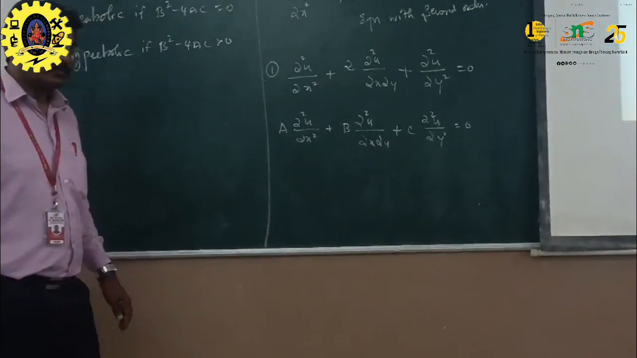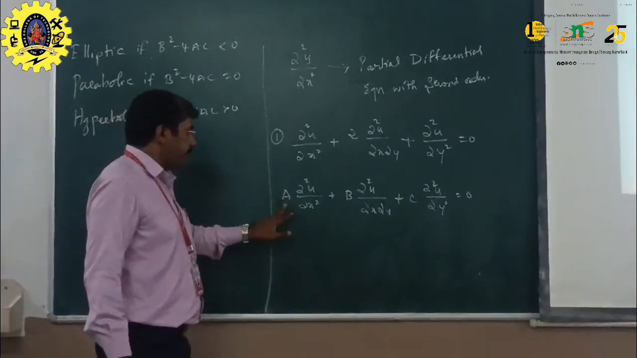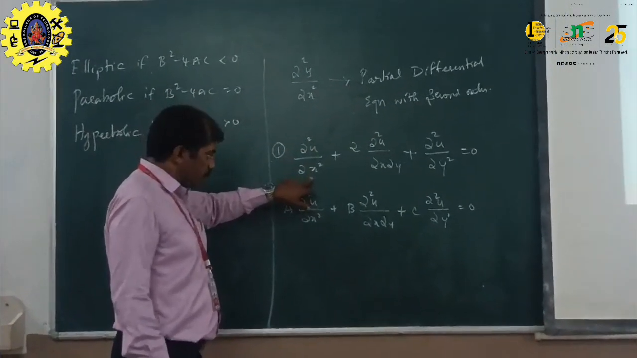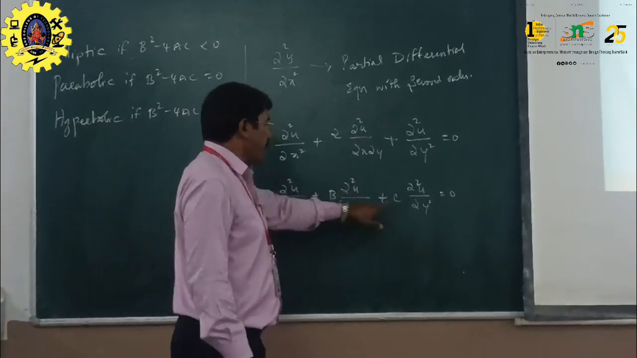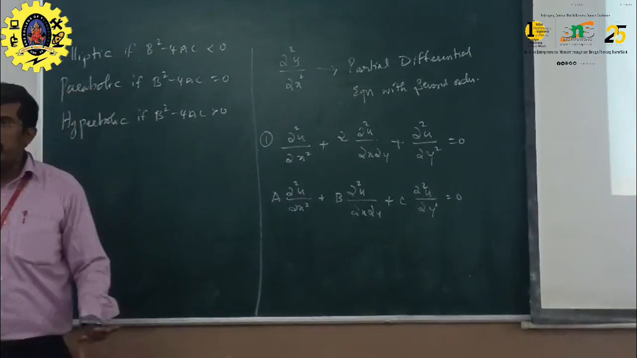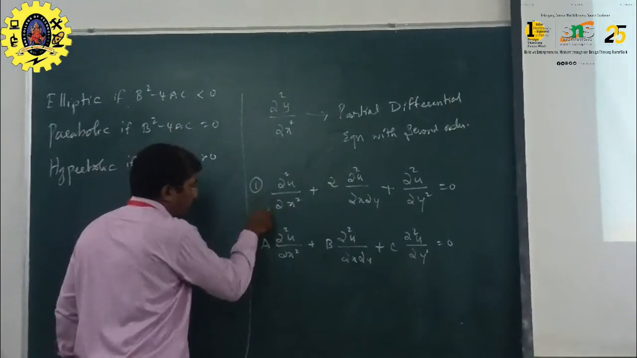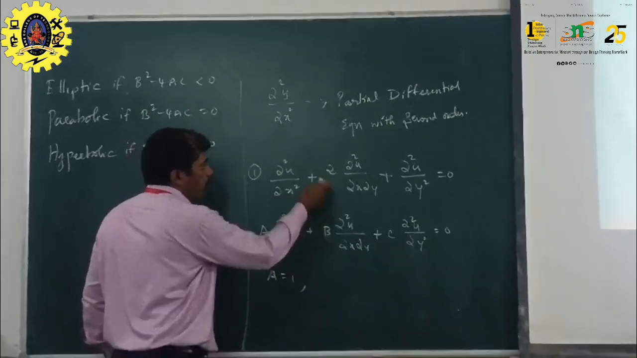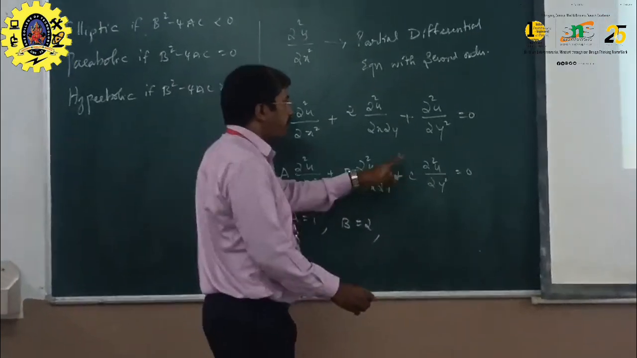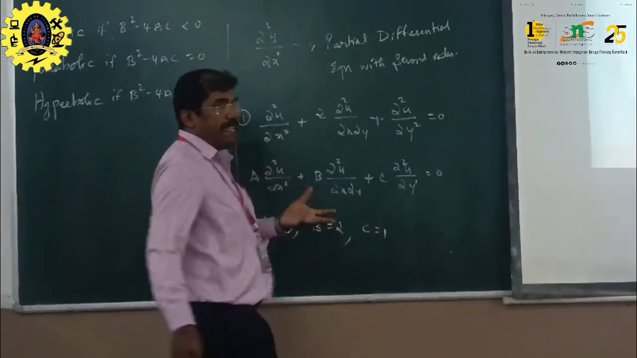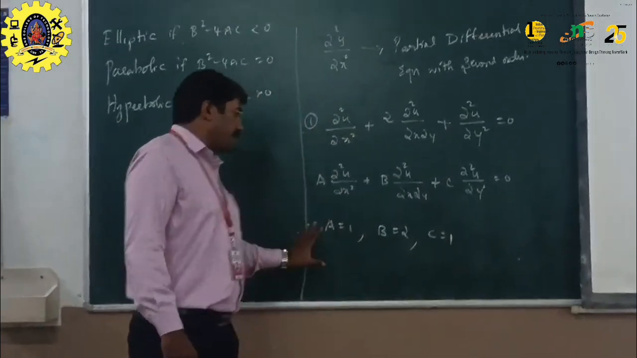If you connect these two, you can clearly understand A is the coefficient of ∂²u/∂x², B is the coefficient of ∂²u/∂x∂y, and similarly C is the coefficient of ∂²u/∂y². You can just compare and see. Here this coefficient is 1, so A = 1. The coefficient of the next term gives B = 2. Similarly, C = 1. So we can take these values.